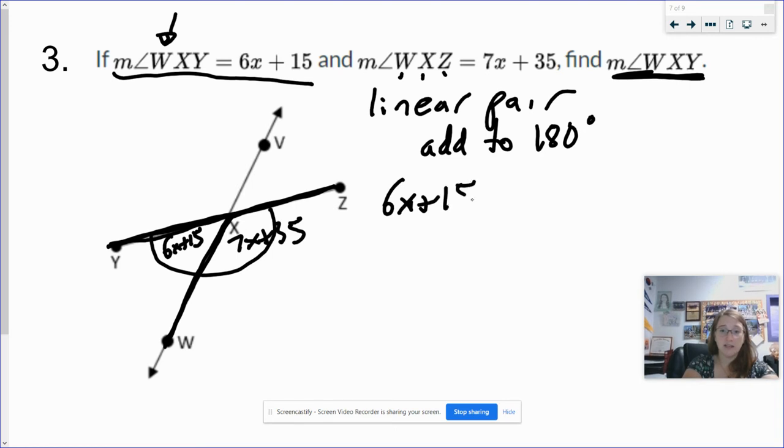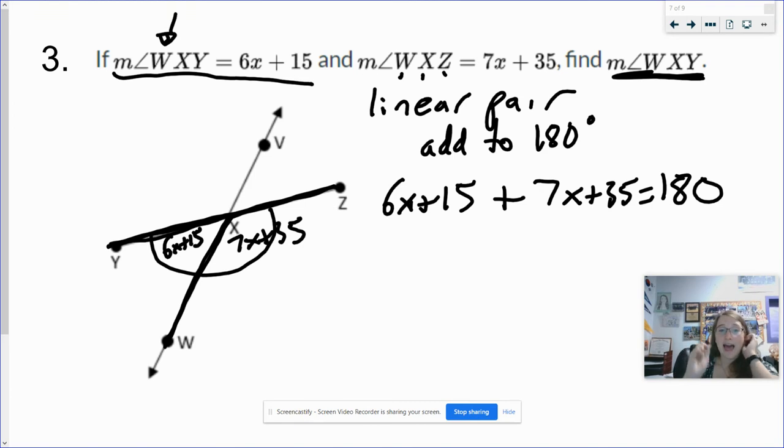6x plus 15 is the first angle. Added, put a plus sign to the other angle. Together, these equal 180. Now again, that's because they were a linear pair. If they were vertical angles, we're going to talk about that on the next slide again, just to refresh. If they were vertical angles, that means they're across from each other. These are touching. Across from each other means they just touch at their vertexes, at their points. They would be equal, and then we'd set them equal to each other. But in this case, we're going to add them.